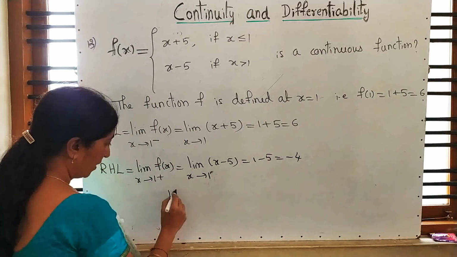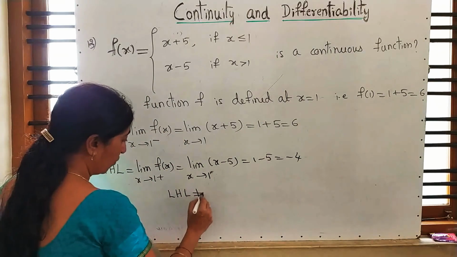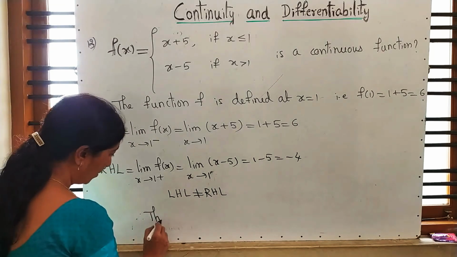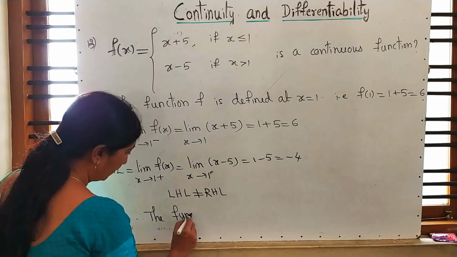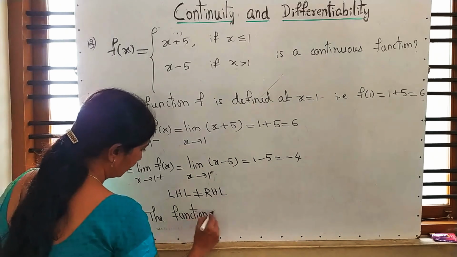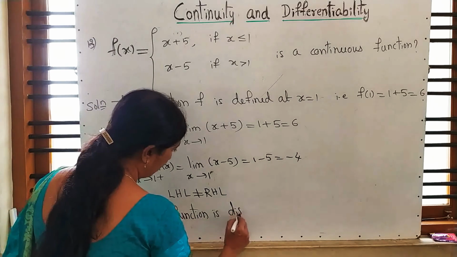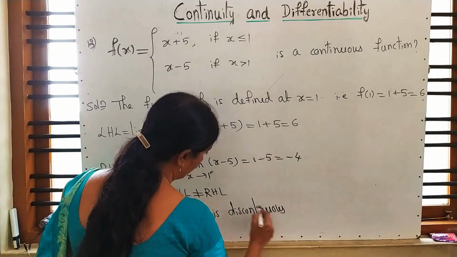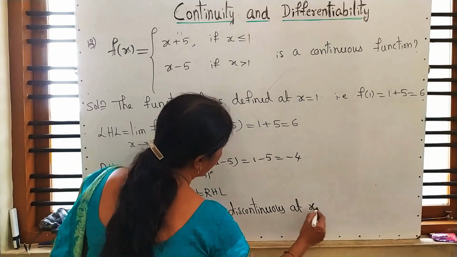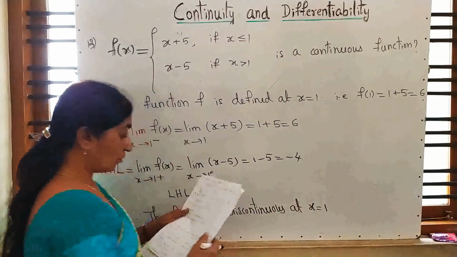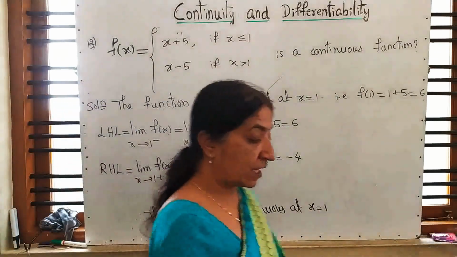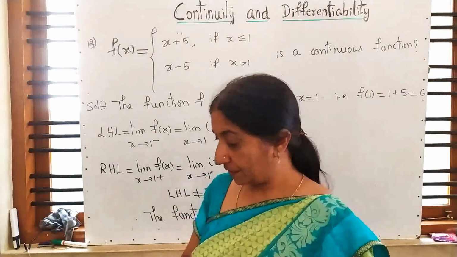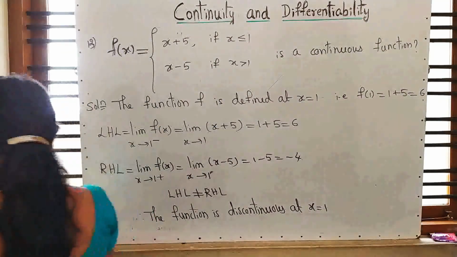Here, left hand limit is not equal to right hand limit. Therefore, the function is discontinuous at x is equal to 1. So with this it completes the assignment questions. Now I am moving to the next question, that is question number 14.